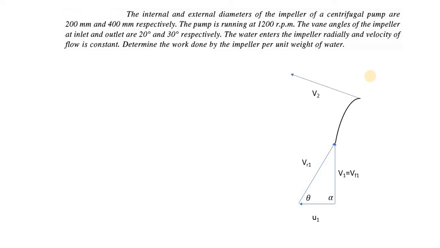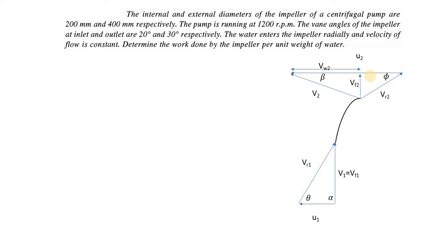Let us go to the outlet part. V2 is the absolute velocity, and U2, this is how we draw U2, and the relative velocity Vr2, and the angle made by V2 with respect to U2 is beta. One more angle, phi, is the vane angle at outlet, and the component of V2 vertically across the direction is Vf2, and the component parallel or horizontal is VW2.